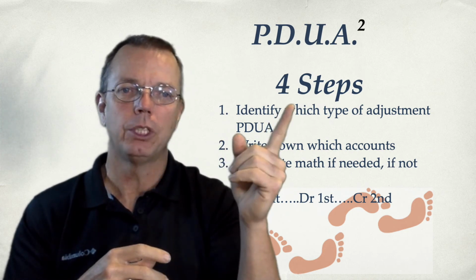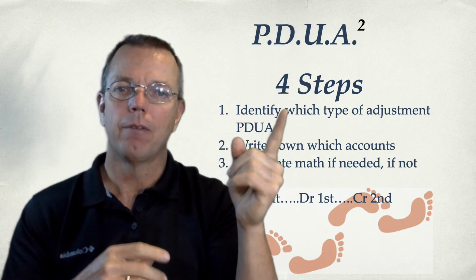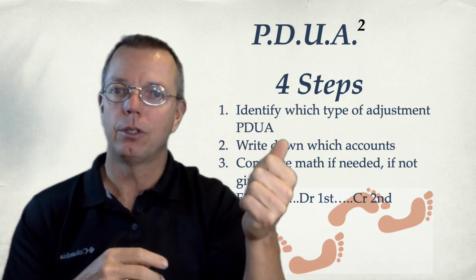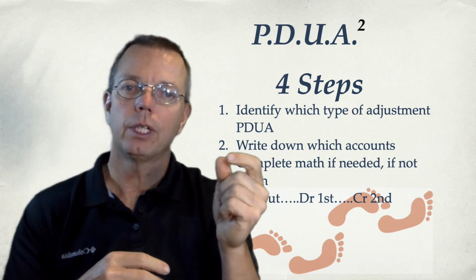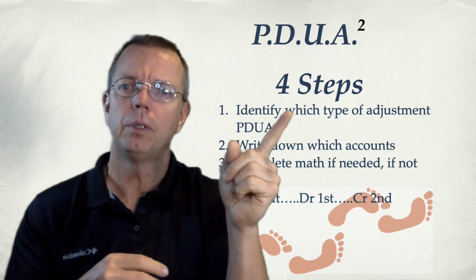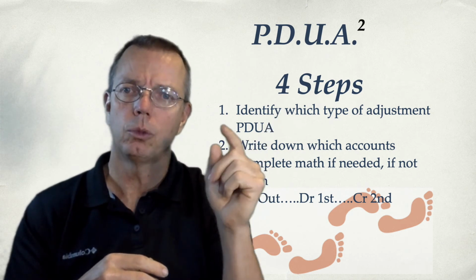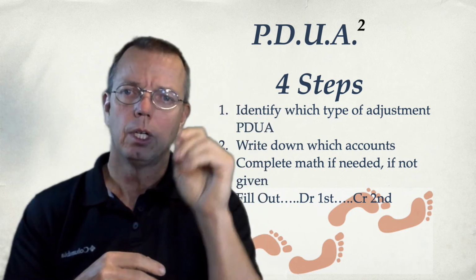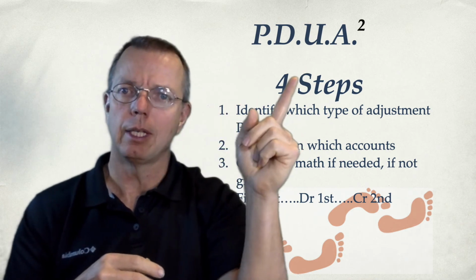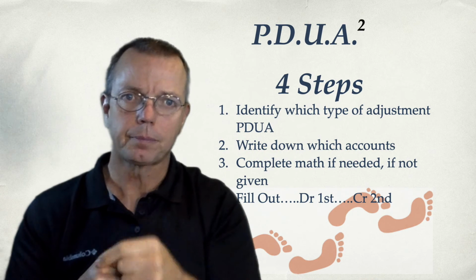So identify which of the adjustments fall under PUDA. So is it a prepaid? Is it depreciation? Is it unearned revenue? Is it any of the accruals? And the trick is it'll actually say it very specifically 90% of the time in the question. So you should be fine by identifying it. But the key is, when you see those adjustments, you need to write down which one of the PUDAs it is. Okay, so that's step 1.